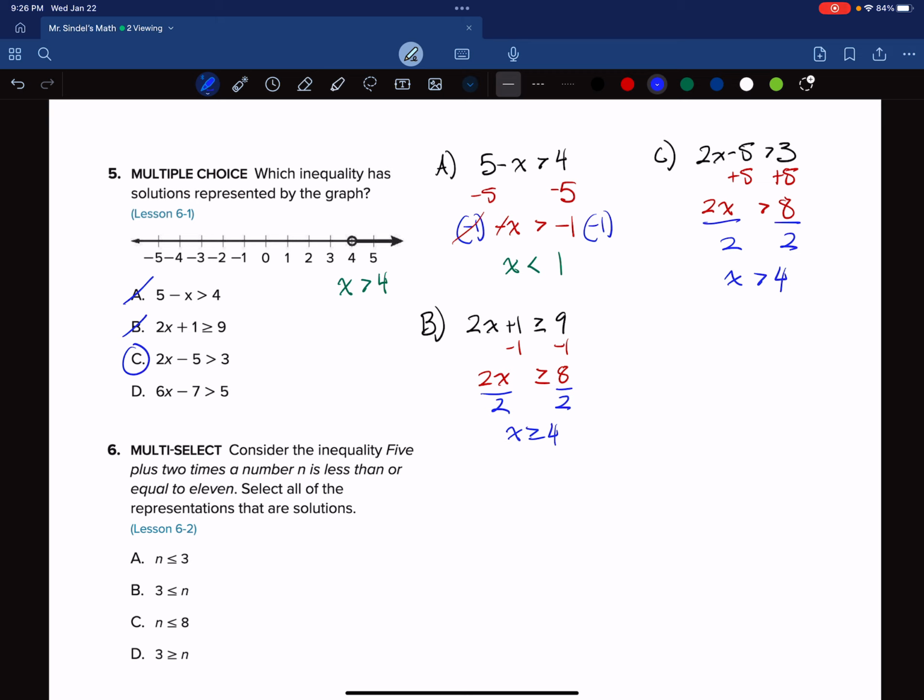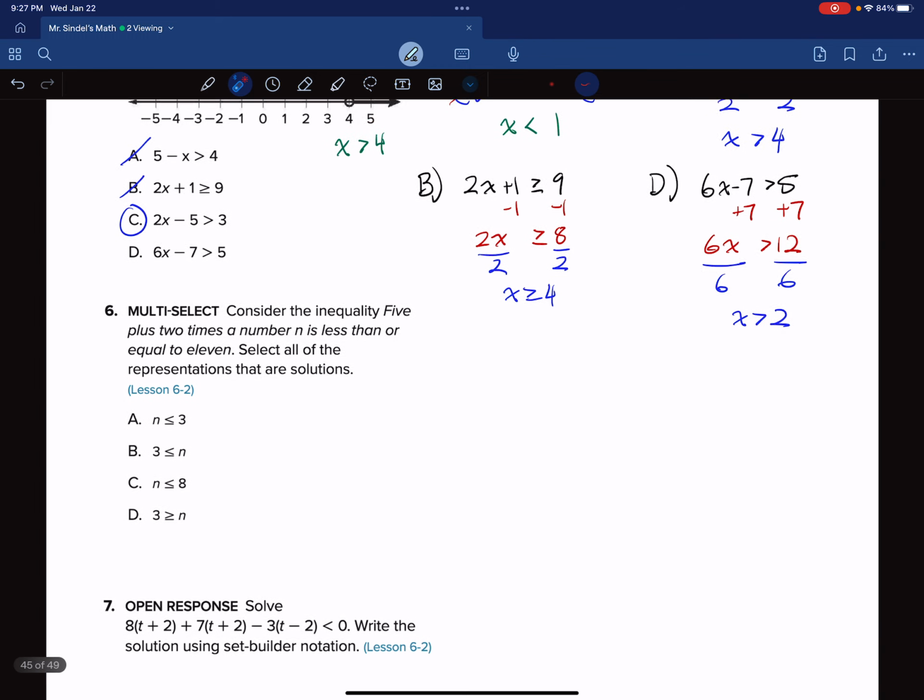Just to show you that D is not the correct answer, in case you thought that was the correct answer, here's how you would have done D. 6x minus 7 is greater than 5. From here, I would add 7, and I get 6x is greater than 12. Then I would divide by 6, and I get x is greater than 2, which is not the thing that we're looking for.